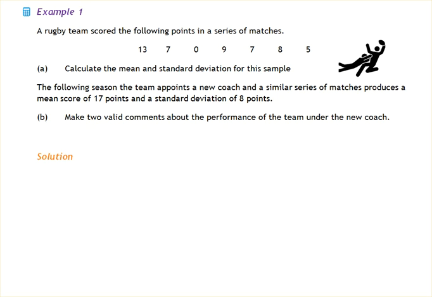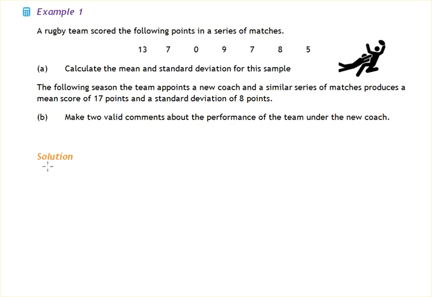So in example number 1 here, we've been given the scores for a rugby team over a series of matches. We can see that he scored 13 points in the first match, 7 in the second, none in the third, and so on for 7 matches here. So we've been asked in part A to calculate the mean and also the standard deviation.